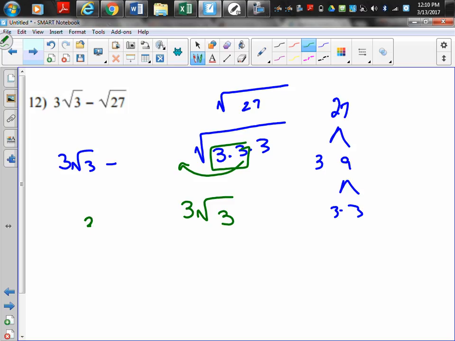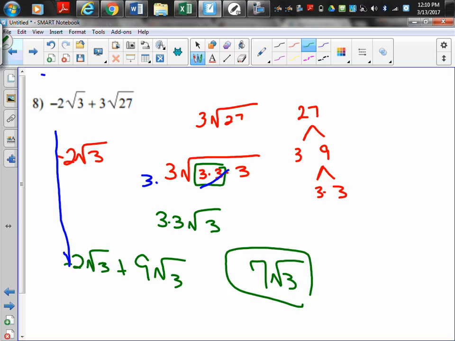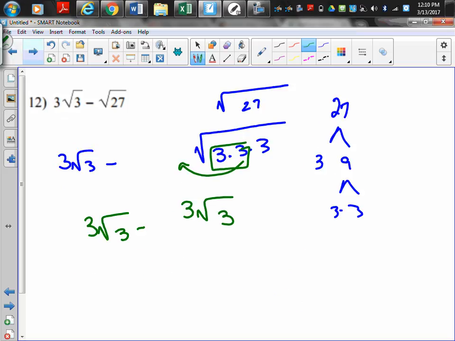Last time I did 3 times 3 because there was already a 3 outside. You have to multiply it. This one, there's a 1 out here. So 1 times 3 is 3. So it's 3 minus 3.